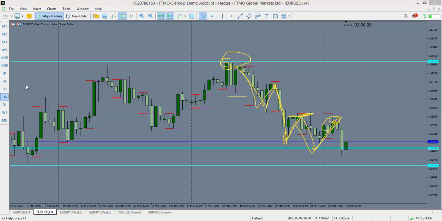Okay, so it's gone to a lower low now. You can see it clearly. It's broken that lower low. It's broken this last low here with this candle here. So what can we expect?